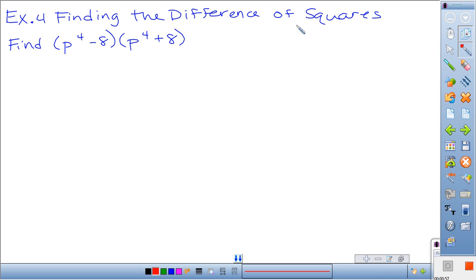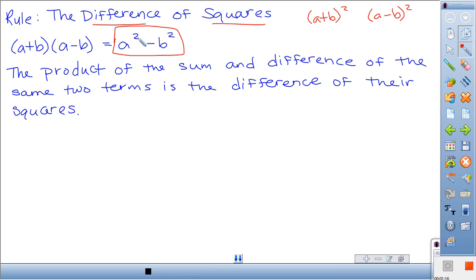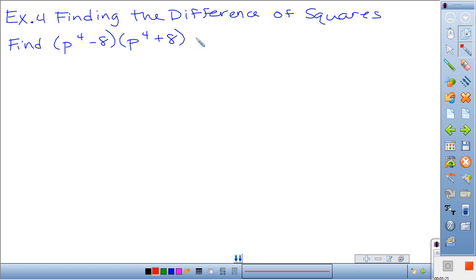Example 4, we are finding the difference of squares. So we have to find (p to the fourth minus 8) times (p to the fourth plus 8). So this is going to be a case of the difference of squares, since we have the same two terms, p to the 4 and 8, and one we're subtracting, one we're adding. So we're simply going to follow that rule: square the first term minus square the second term. So I have to square my first term, so (p to the fourth) squared minus my second term squared. Again, I'm just following the rule. Square the first term minus square the second term. That's the difference of squares.